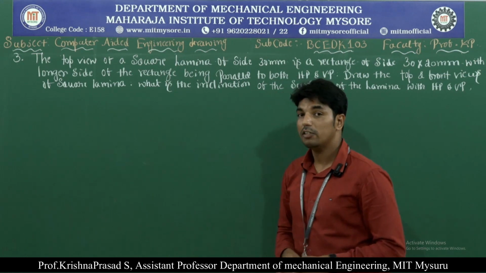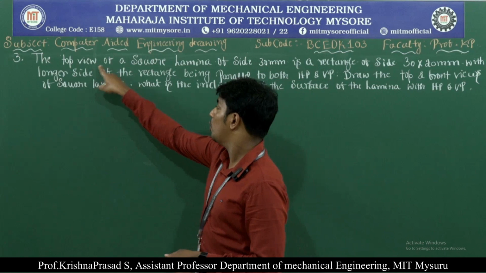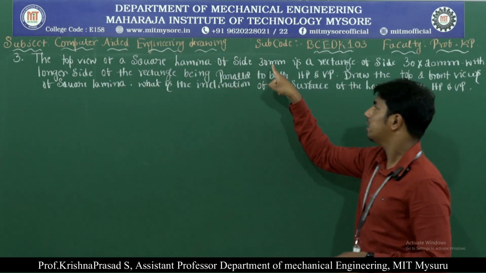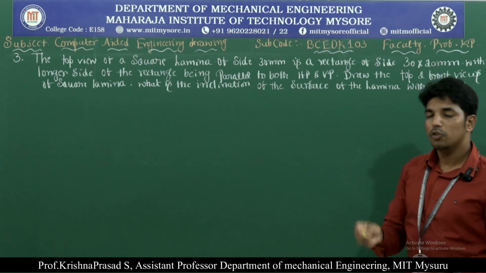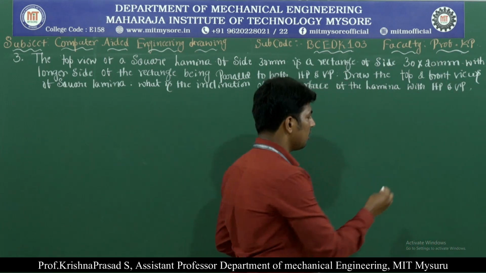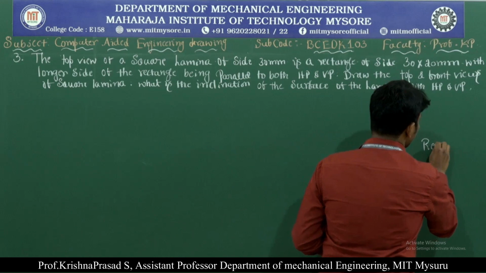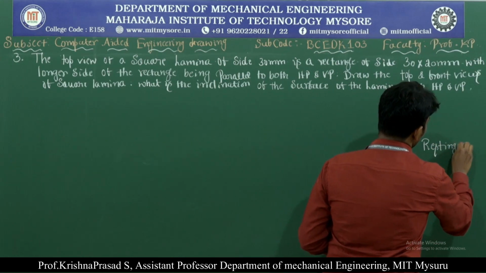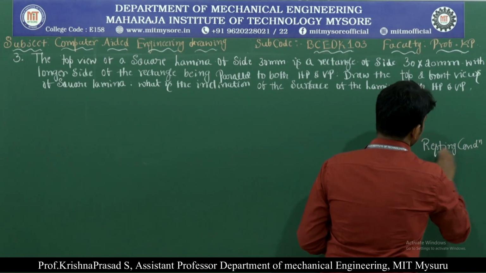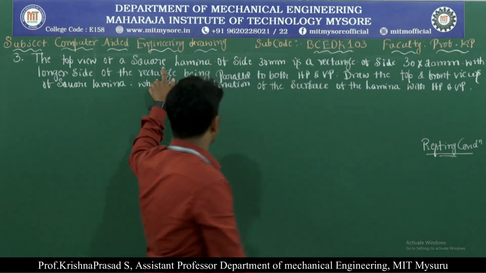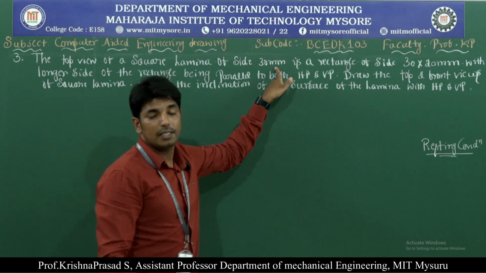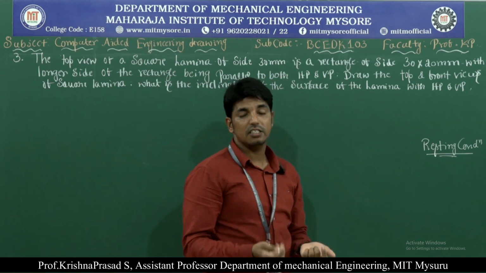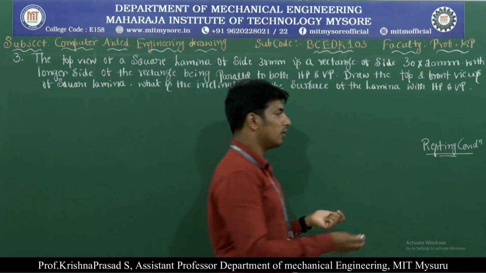Okay, so first we need to consider the top view of a square lamina of side 30 mm, which is a rectangle of 30 into 20 mm. Here the resting condition is also not given, so we need to figure out the resting condition. Observe here, what is the resting condition? They have given a square lamina and the dimension of the square lamina is 30 mm. But what is the resting condition? Whether it is resting on HP or VP is very important.